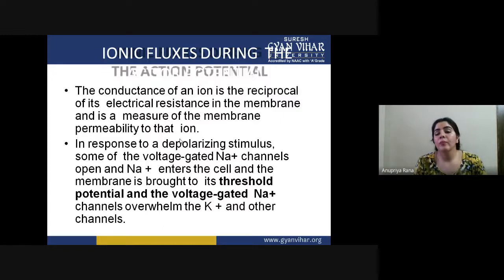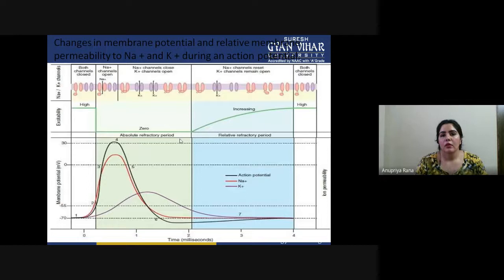The potassium ions and other channels, like chloride channels and channels for other ions present in the cell membrane, are also going to be activated, forming the way for other ions to come in or go out.